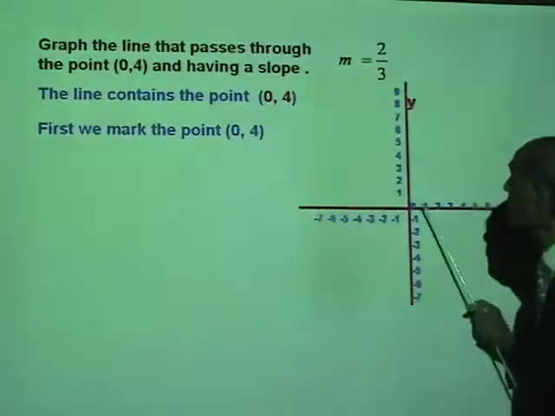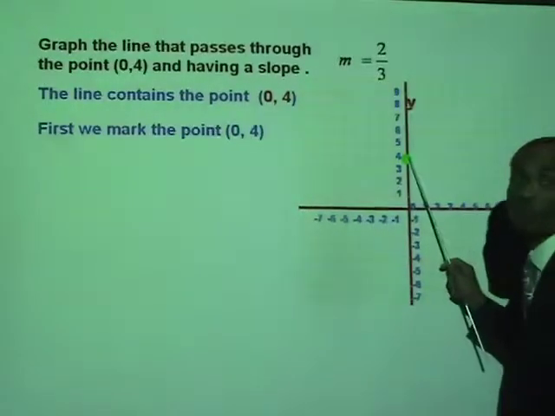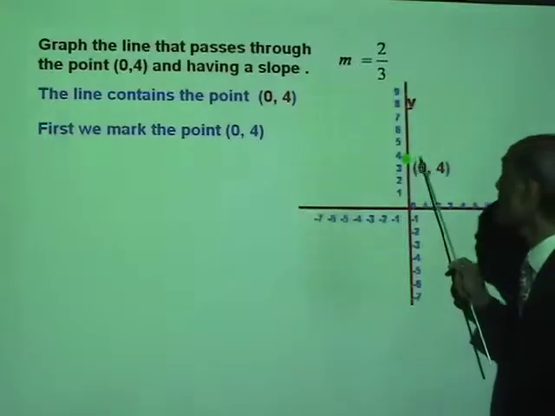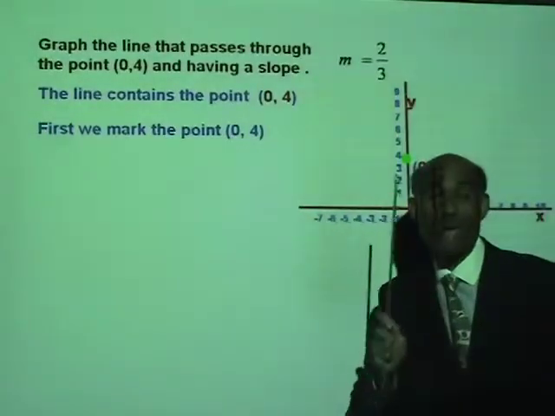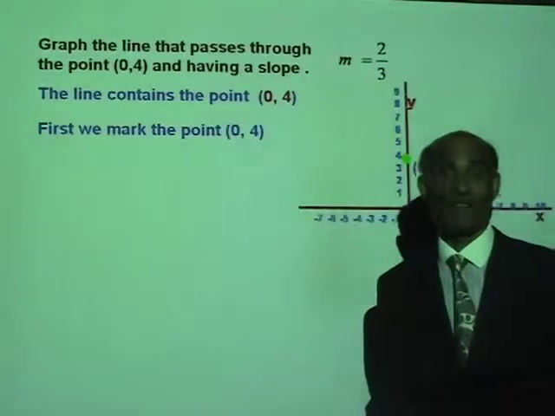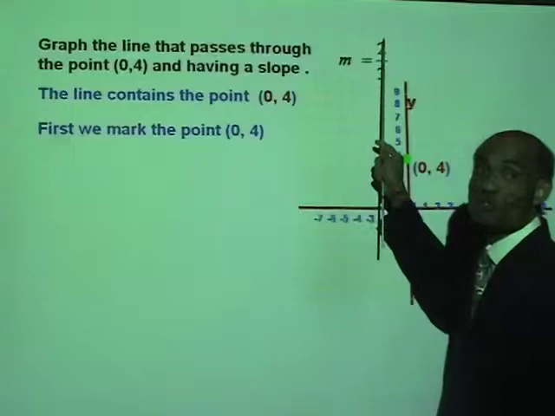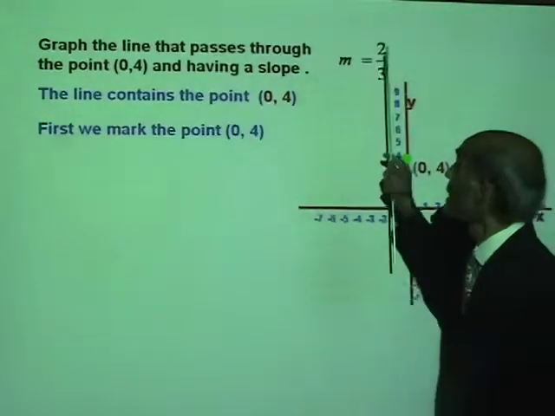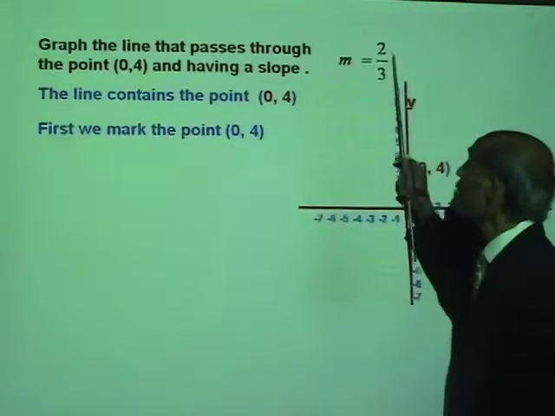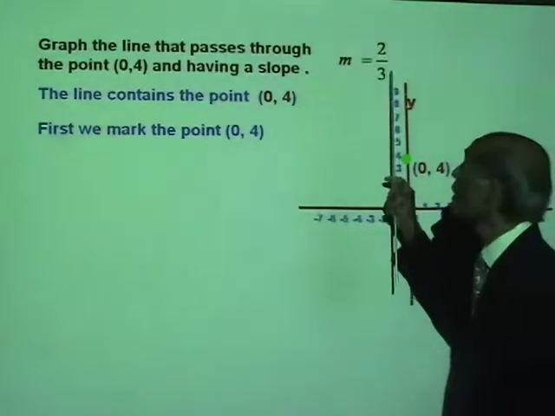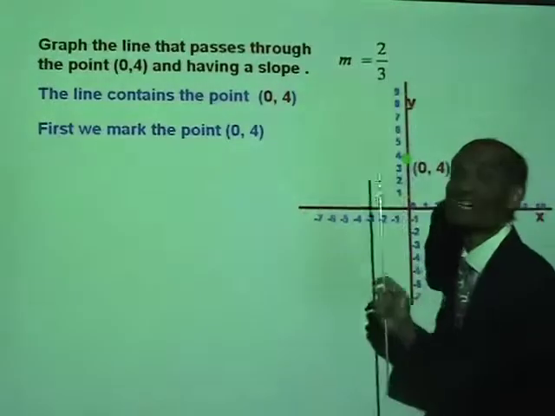Where is that point? X equal to 0, y equal to 4 is this point. So that is (0, 4). Once you know a point, that is a good beginning. Look at the slope. Slope is 2 over 3, rise divided by run, or rise divided by walk. If the walk is 3, then the rise is 2.